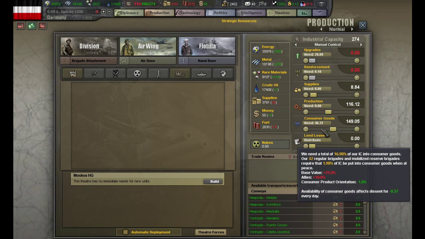Consumer goods are your main interaction with the civilian population. Paradox has a really interesting way of dealing with civilian populations in this game. Basically, they don't exist. Paradox didn't want to model the true horrors of war in this game. You notice the German flag is not the swastika. You do play as Hitler. I mean, everything's historically accurate, but there's no death camps. There's no atrocities of war.